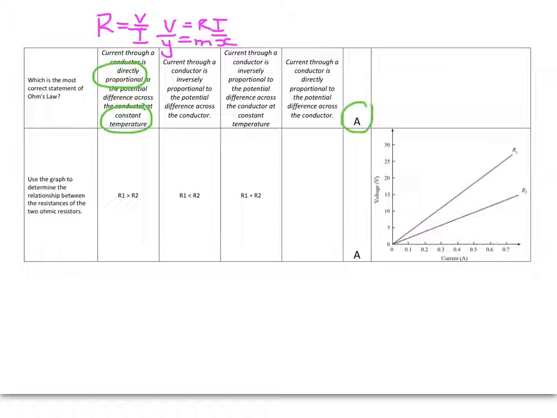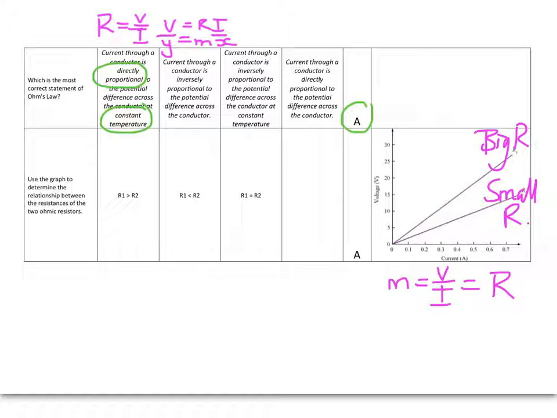Use the graph to determine the relationship between the resistances of the two ohmic resistors. So you've got R1 and R2. You've got potential difference on the y-axis and current on the x-axis. So if I was to get a gradient, the gradient would be equal to V over I, y over x, or change in y over change in x, which is equal to resistance. So therefore, big gradient, steep gradient, heavy uphill is a big resistor. So this is big resistance, and this is small resistance. And therefore, we can say that resistor 1 is greater than resistor 2.